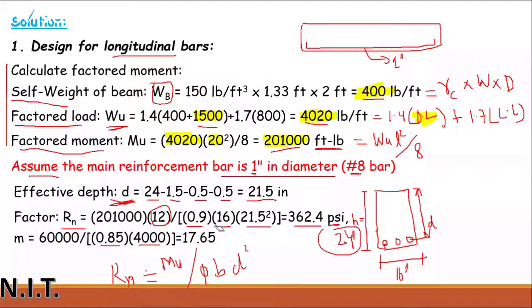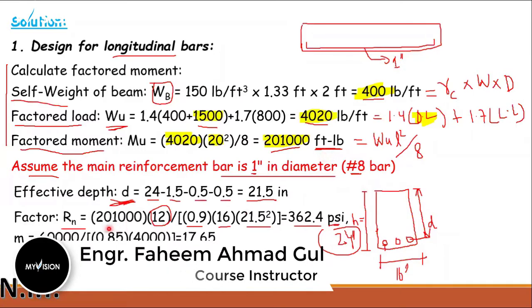Clear? And then you can use the formula of Rn and M. The Rn formula is Mu over phi b d square. Just put the values inside it. You have already calculated the value. The only thing that is not mentioned is that 12. What does 12 mean? 12 is basically we are converting feet into inches.